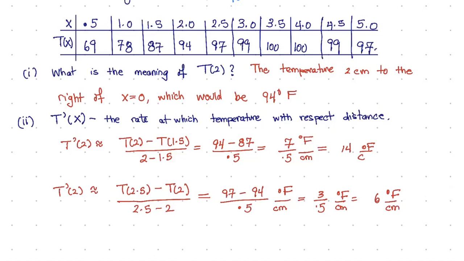You could continue with these sorts of differences. You could, for example, use the temperature at 2.5 together with the temperature at 1.5, and that would also be an estimate of the derivative at 2 centimeters.